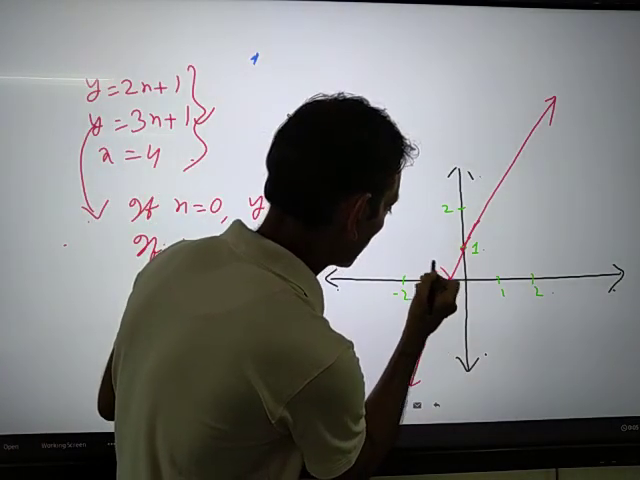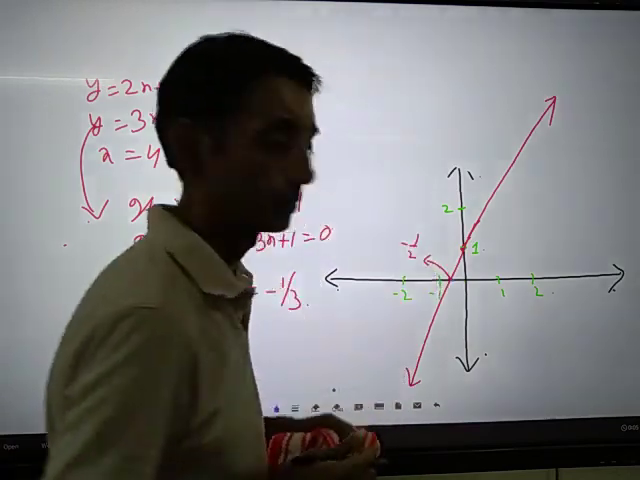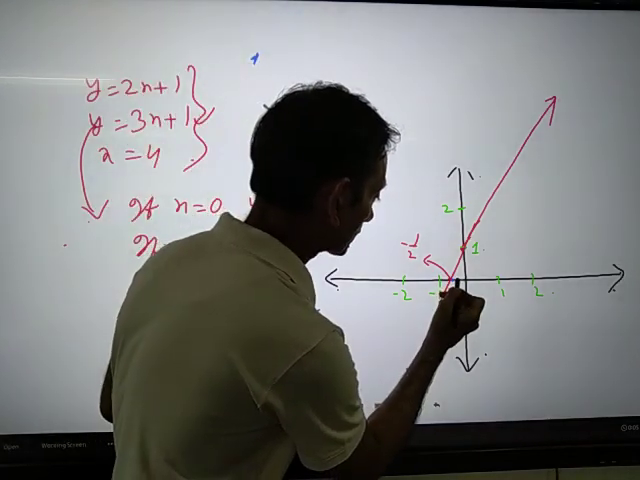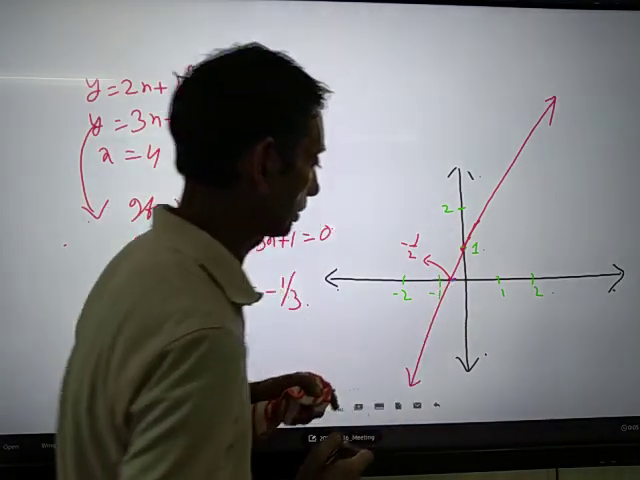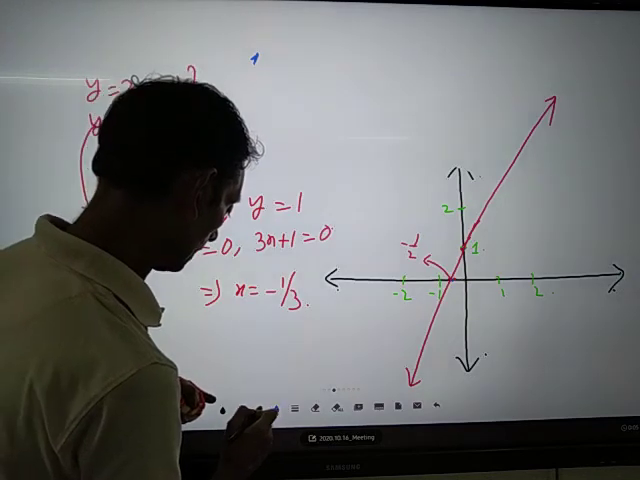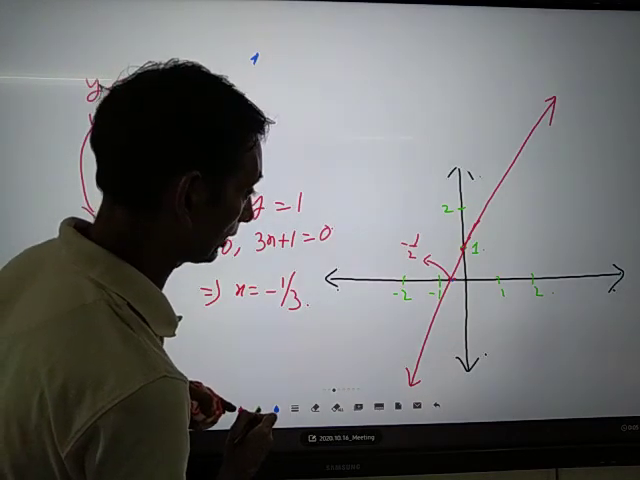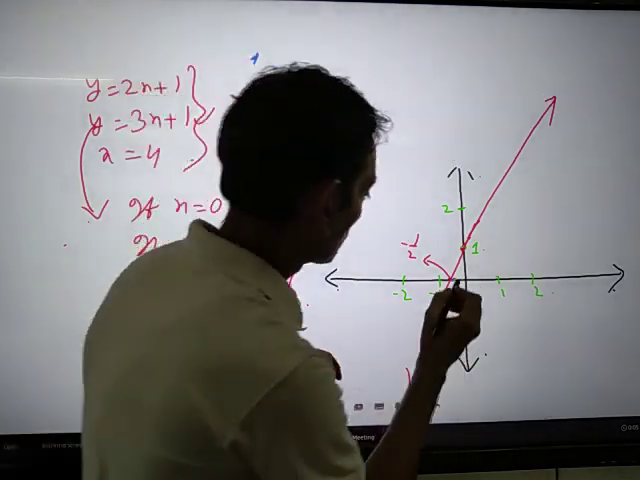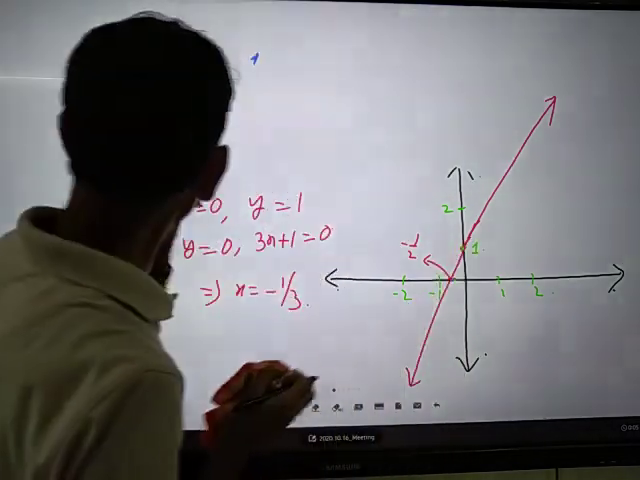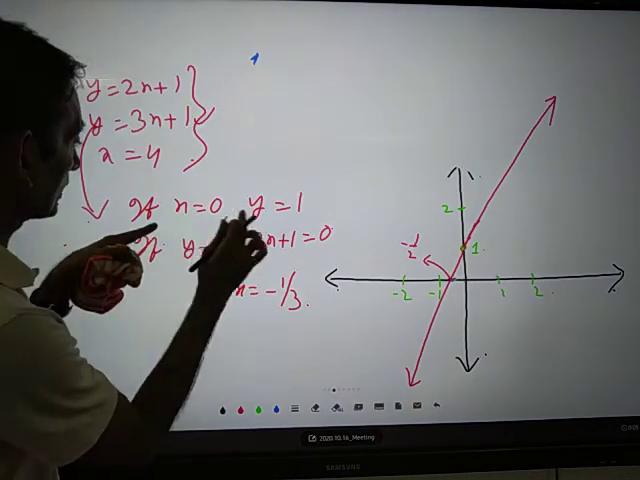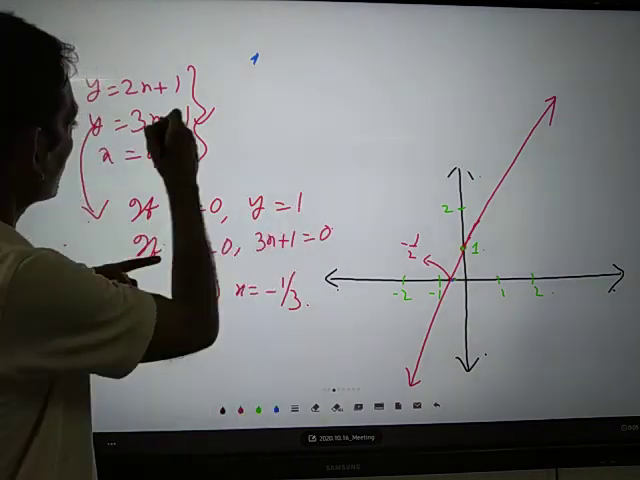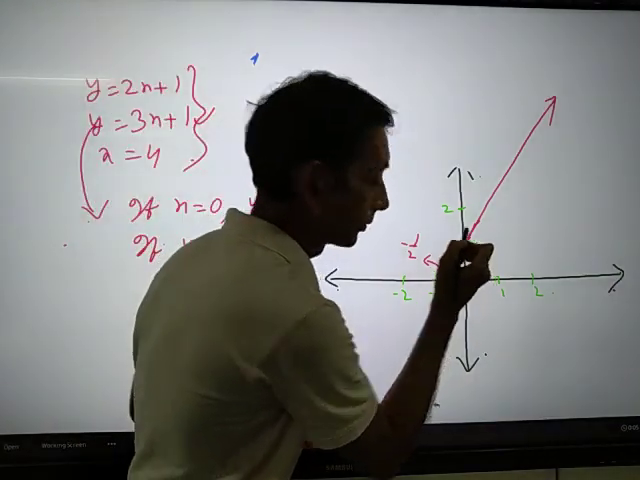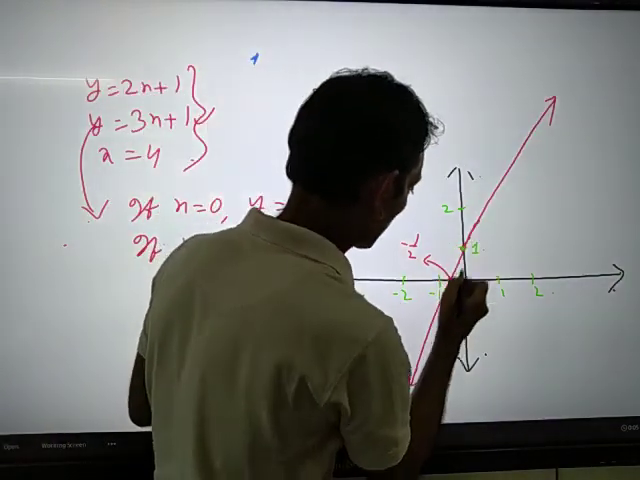This is minus 1 by 2. So x is equal to minus 1 by 3 will be somewhere here. So we'll just draw the line. Let us use another color. Say this is a point, minus 1 by 3. And for this line, 3x plus 1, at x equal to 0, y is equal to 1. That means the line y equal to 3x plus 1 also passes through the same point. So we can draw the second line now.